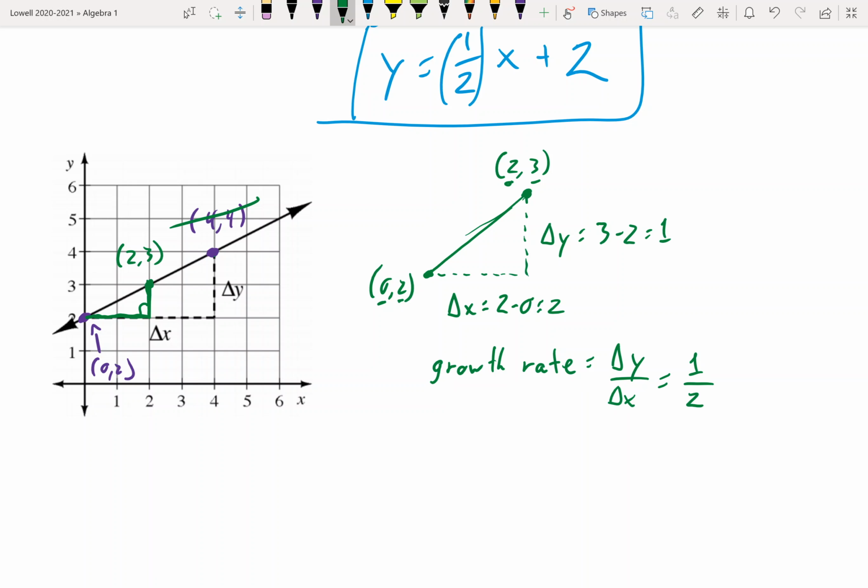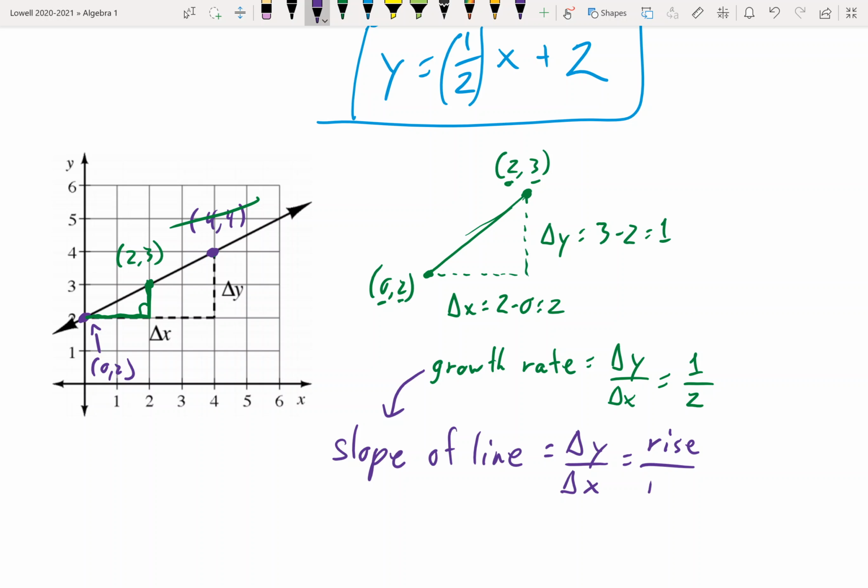Last little thing here, which I probably should have said a while ago, is just a vocab. The growth rate here, we call this the slope of the line. The slope of the line, which is again delta y over delta x. And another way that people like to remember it is rise divided by run. Rise over run. I think that's easy to remember because rise is literally up, down, and then run is, well, you run on the ground, which is flat. So that's why it's the x.